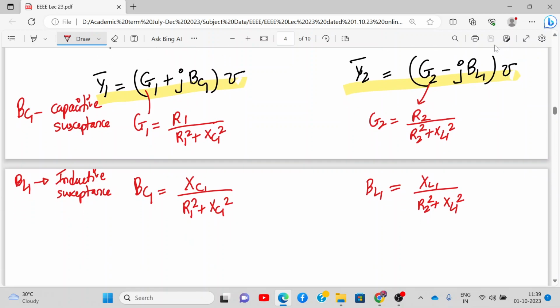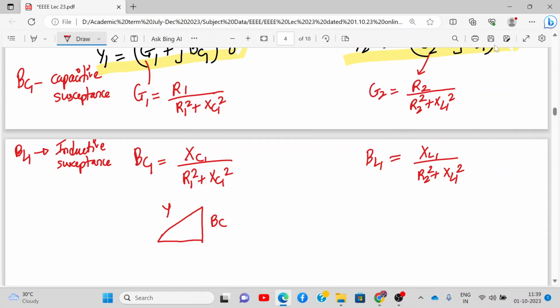Now, how do we represent this with a triangle? We can call it an admittance triangle, and it will be represented like this. This is Y1, this is BC1, this is G1, and this is phi 1. Similarly, for the other diagram it will be like this. This will be phi 2, this is G2, this is BL1, and this will be Y2. So these are the diagrams which come from this discussion. We'll be discussing about it, no problem at all.